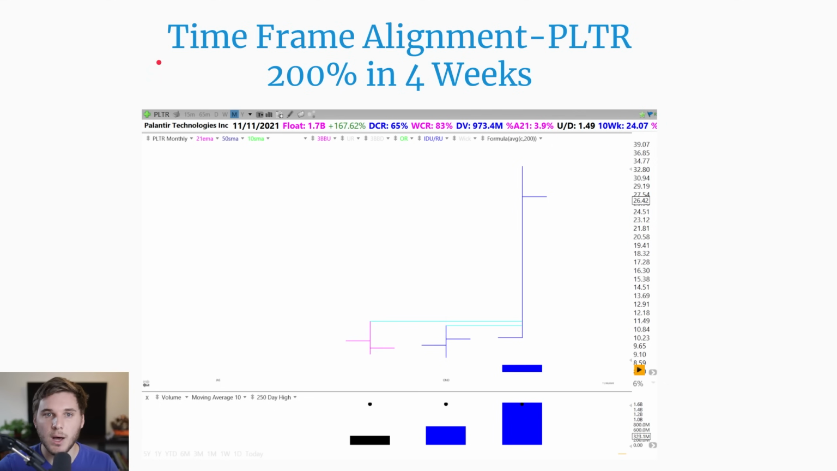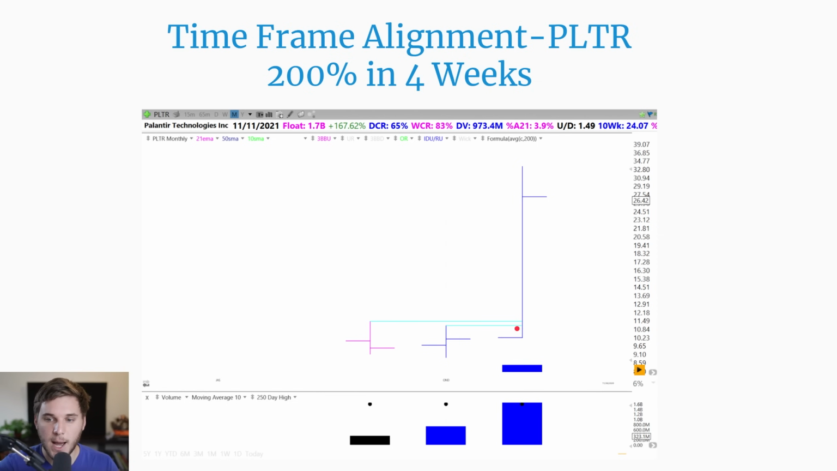And here's an example of time frame alignment with PLTR within that base. So at this point, we're looking at a monthly chart, and each of these bars basically represents 1 month of price action. So here we started basing, then we had an upside reversal month, and then we set up the pivot right at this prior high as well as the first month's high as well. So these are both pivots on a monthly chart.